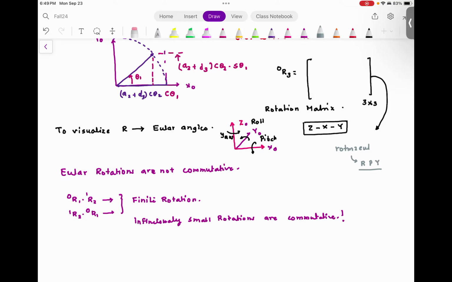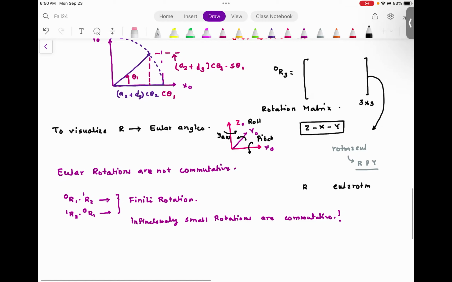If you have Euler angles and you want to convert them into rotation matrices, the command is eul2rotm. This will take Euler angles: you supply roll, pitch, yaw, and it will give you a 3x3 rotation matrix. For the other command, you supply a 3x3 rotation matrix, and it will give you roll, pitch, and yaw.